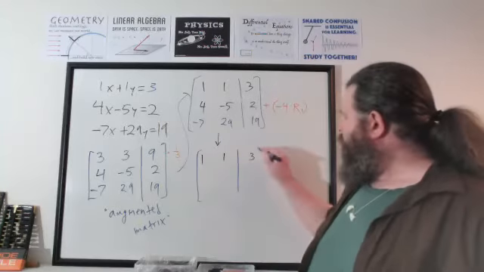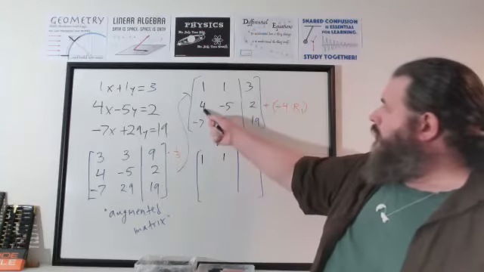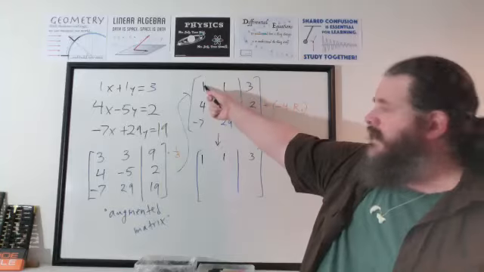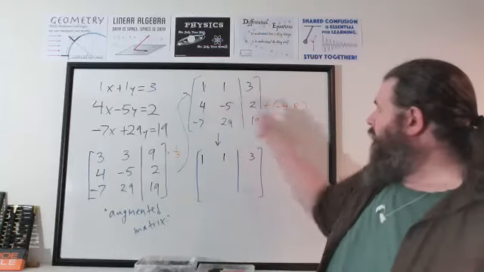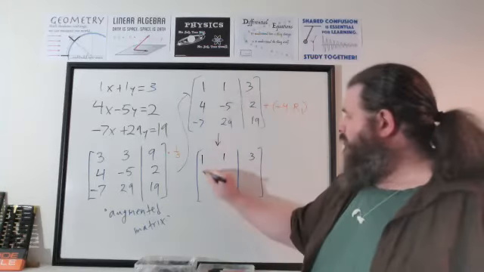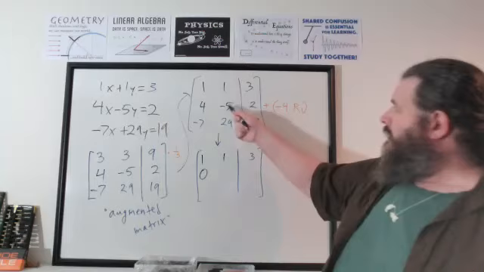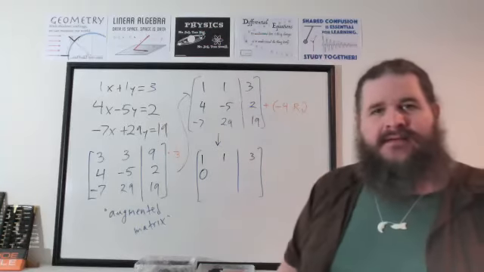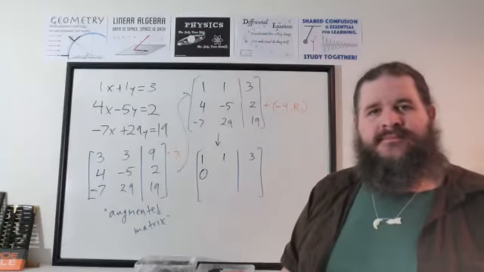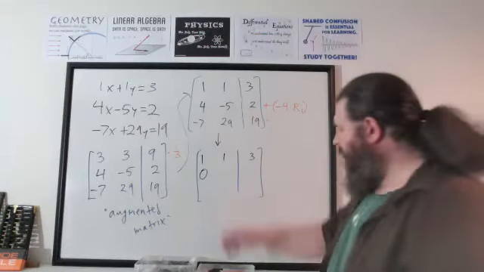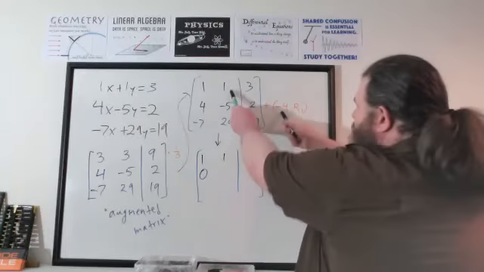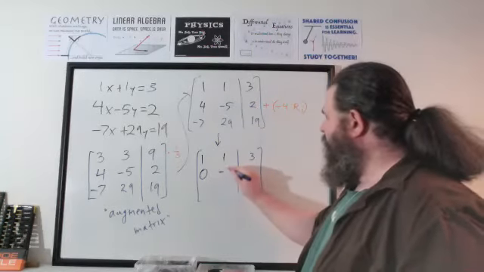Second row, we've got 4, and we're adding -4 times 1. So 4 plus -4 times 1 is going to be 0. And then -5, what are we going to add to that? -4. Yeah, -5 plus 1 times -4, so that'll be -9.